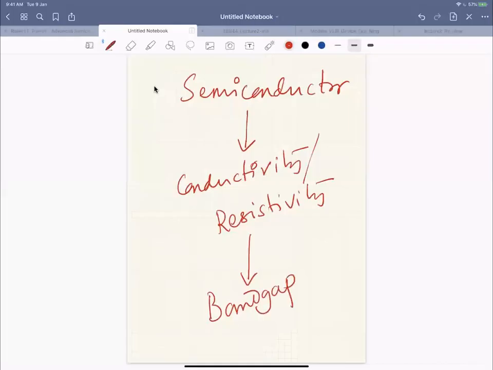So this conductivity, or resistivity, is nothing but how many electrons and holes we have in a semiconductor. If you take silicon, what is the intrinsic carrier concentration? What are the electron and hole concentrations in a typical semiconductor? That defines the conductivity or resistivity.